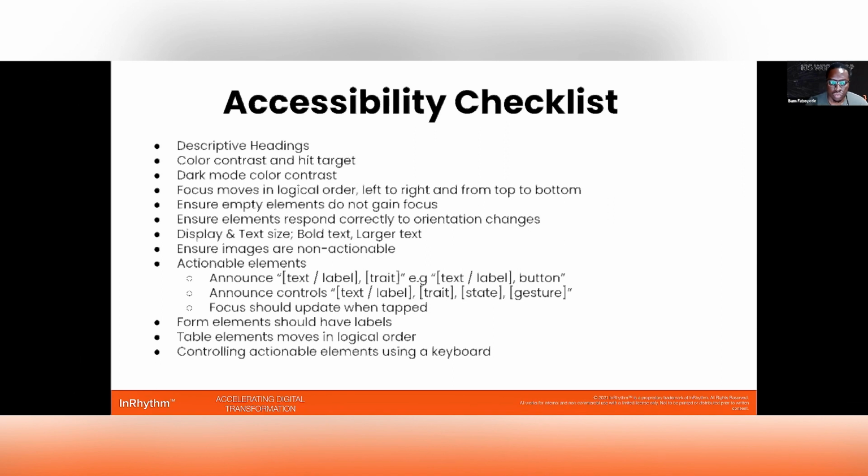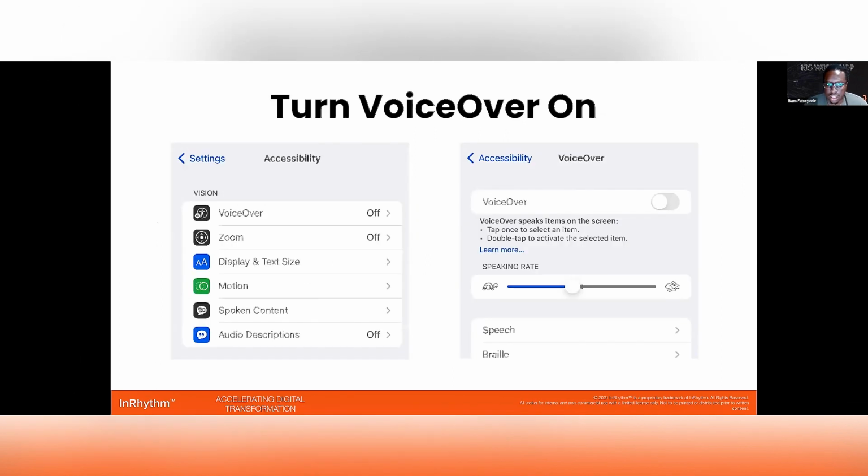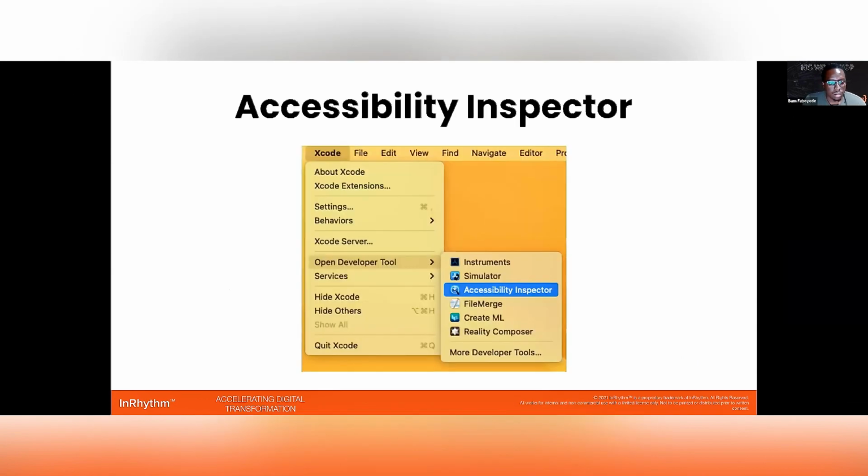So, all right, this is just showing you guys how to turn on VoiceOver. Go to settings, accessibility, and turn on VoiceOver here. And like I said, I have a shortcut on my phone where I click the right button 3 times and it comes up with VoiceOver on. And my last point, yep, Accessibility Inspector. If you open up Xcode and open up the developer tools, you'll see Accessibility Inspector right there. And it's very easy to use.